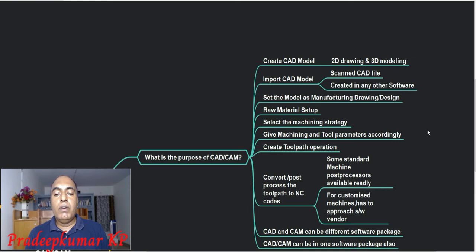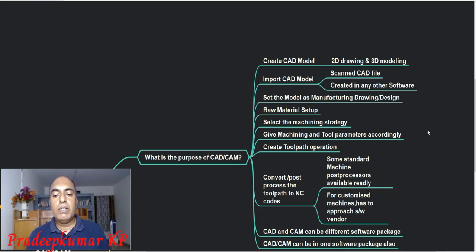Then once the machining strategy is selected, we have to give machining and tool parameters, like what kind of tools you are going to use. We have to give the tool information, how much depth of cut, how much step over, what kind of machine movement we are expecting, and speed and feed also. According to the material, any information that has to be given, we can give all that in the software itself to create a toolpath operation.